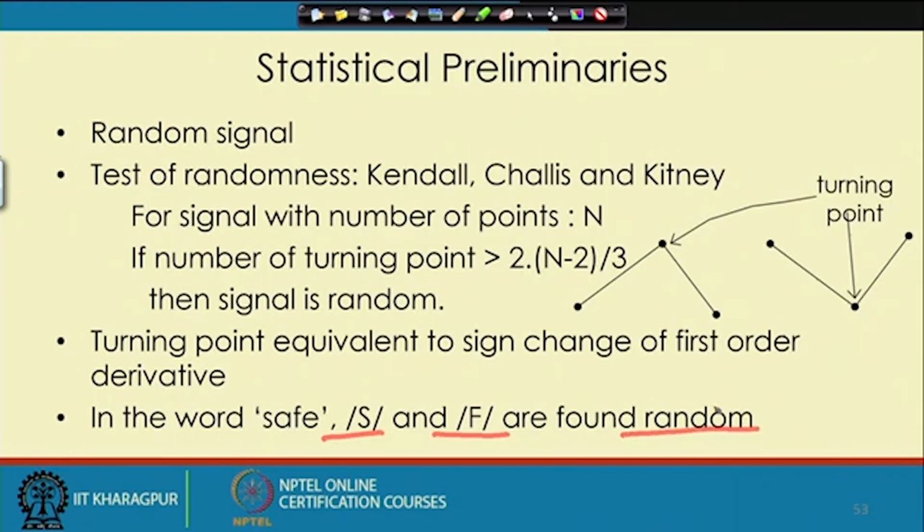In a very simple way, if the signal is smooth, the points are going like this, there is some change in the gradient, but they are not changing the sign. For such smooth variation, the signal is away from randomness. If the changes are sharp almost at every point, then the chances are that it is a random signal.